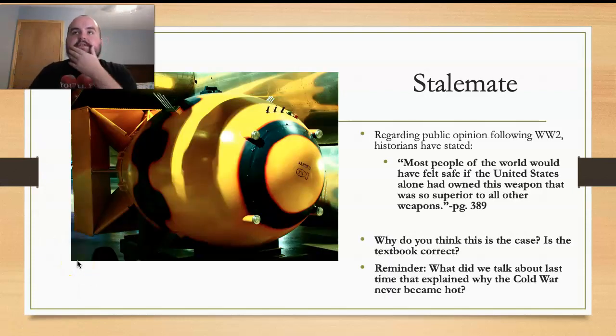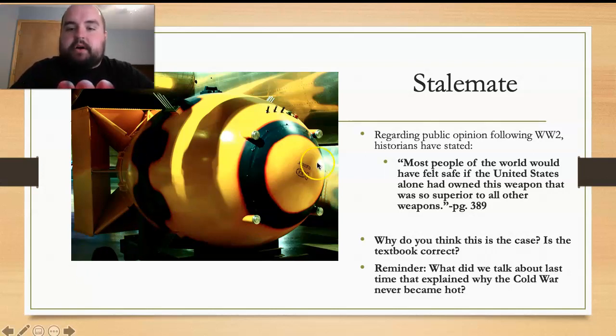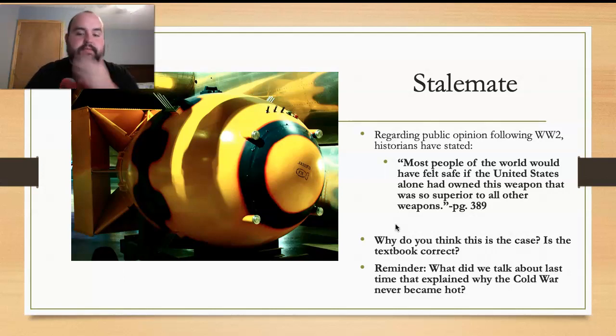Now, to get into what the Cold War was like between America and the Soviet Union, you have to understand the stalemate that existed between the two countries. In regards to public opinion about the Cold War after World War II, historians have stated the following: most people of the world would have felt safe if the United States alone had owned this weapon that was so superior to all other weapons. Now, why do you think this is the case? Why might the world theoretically have been safer if only the United States had these weapons?